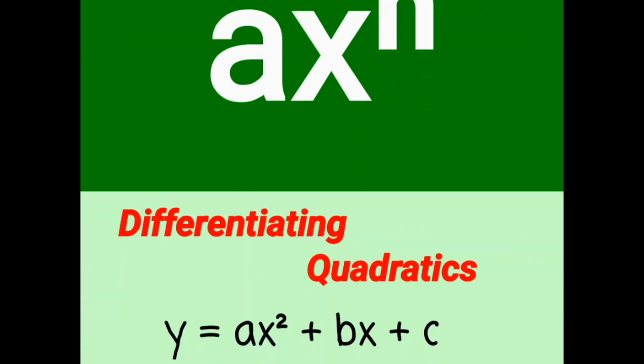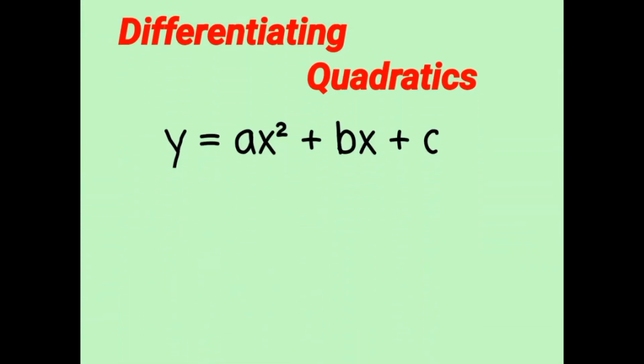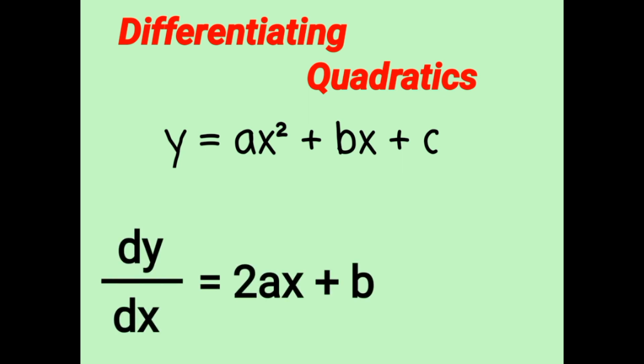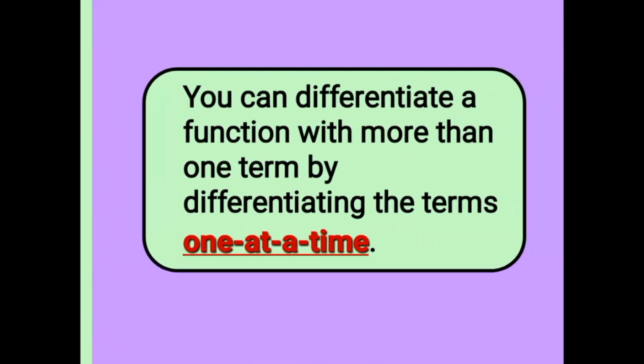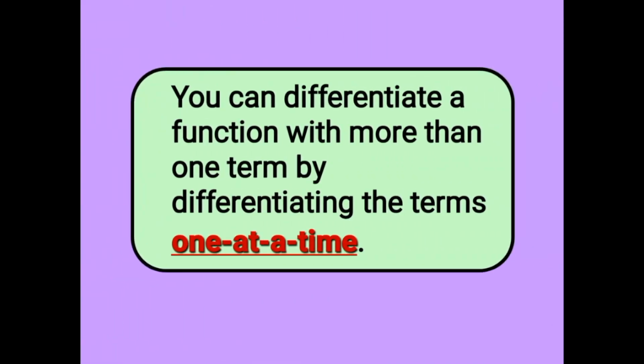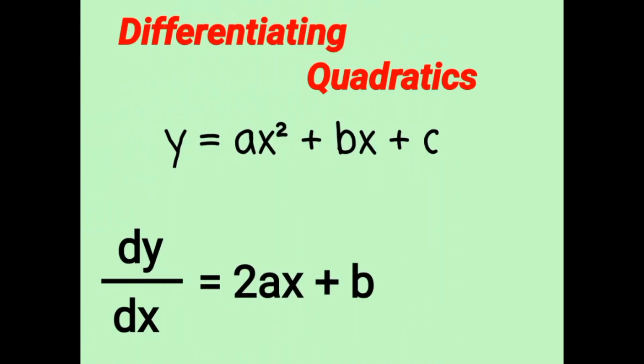Now, to differentiate y equals ax squared plus bx plus c, the derivative is given as dy over dx equals 2ax plus b. As I said earlier, we can differentiate a function with more than one term by differentiating the terms one at a time. So, in y equals ax squared plus bx plus c, we can get this expression for dy over dx by differentiating each of the terms one at a time.